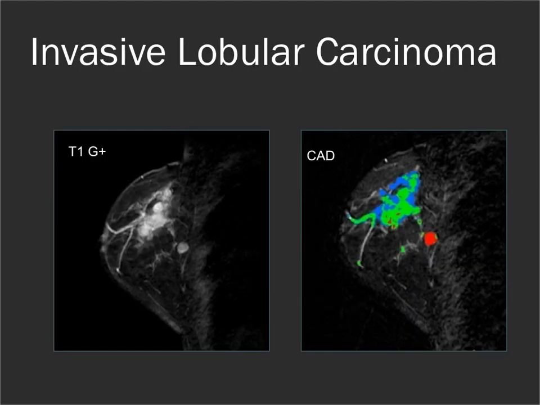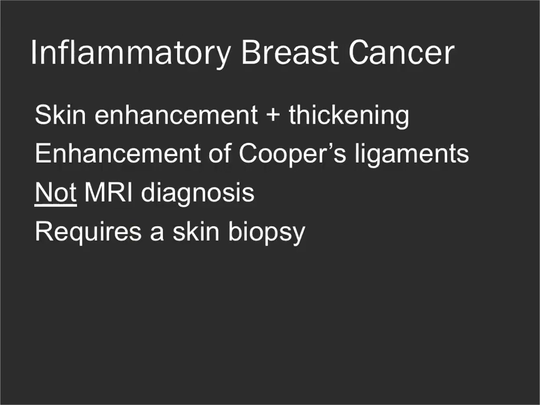So this is a large invasive lobular carcinoma, which was virtually occult on this patient's mammogram. You can see here that there's a very irregular, poorly marginated mass. It has a mixture of progressive and plateau enhancement in this case, and this is a metastatic node that we can see posteriorly here as an intramammary node.